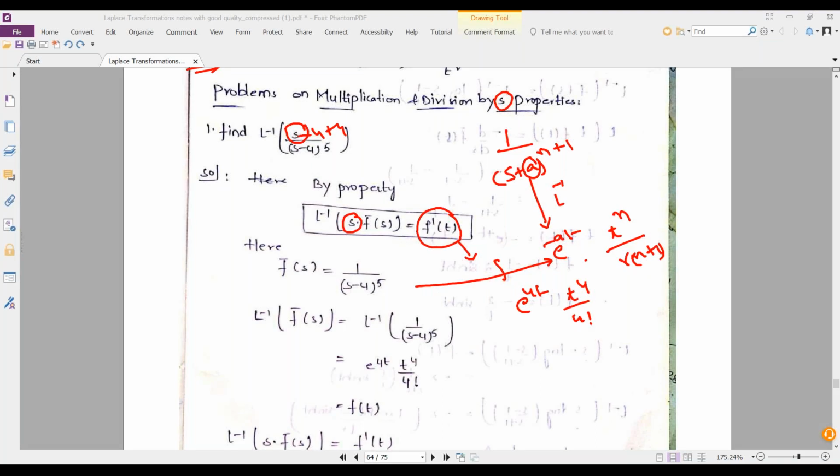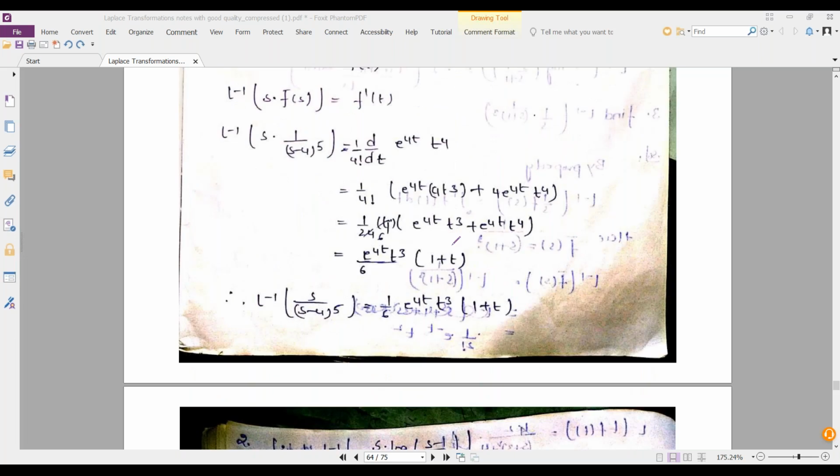So here he has further taken t power 3 also common. After taking t power 3 common, 1 plus t you may get. One is t power 4, another one is t power 3. So t power 3 common, we got this one.